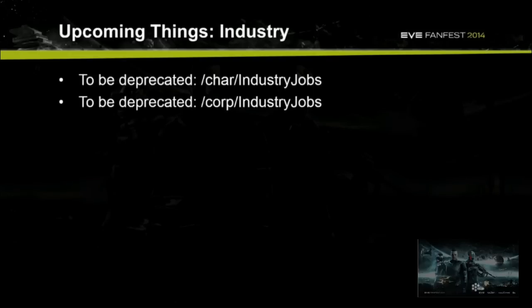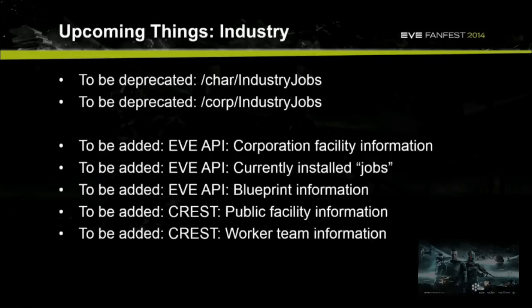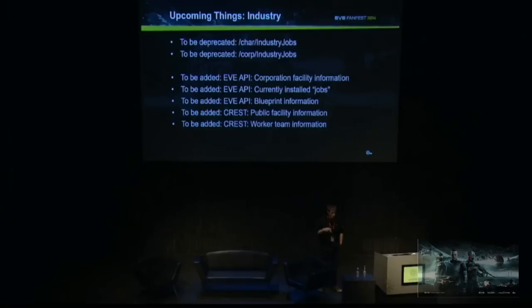We'll leave them there, and we'll add to the Eve API and Crest the information that you'll need for all this kind of stuff. You'll be able to get whatever the new jobs are called; there'll be a new endpoint for that. You'll be able to get your private corporation facility pricing as well as public facility pricing. Because the public stuff is public, that'll go on public Crest. But the corporation facility stuff is private. We don't want to tell everybody where your POSs are. So that'll be on the Eve API.